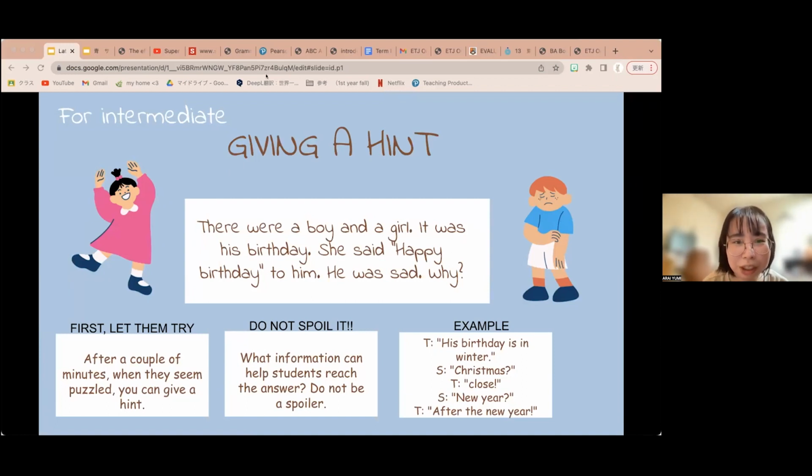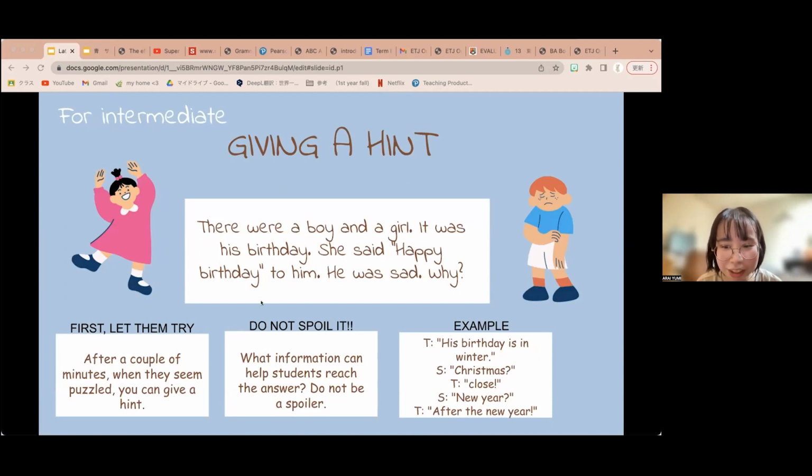So for example, this is a new lateral thinking puzzle, and there were a boy and a girl. It was his birthday. She said happy birthday to him, but he was sad. Why? This is a new one. And of course, you have to let them try. After several questions, you can give some hint, but you have to think how to give a hint. So please do not be a spoiler.